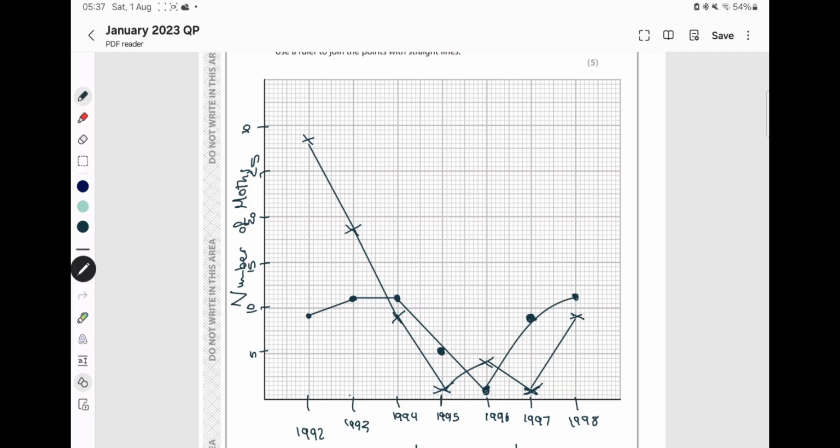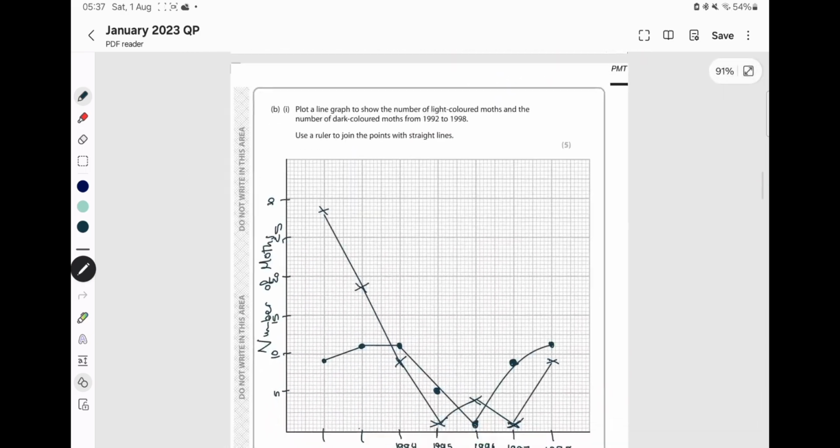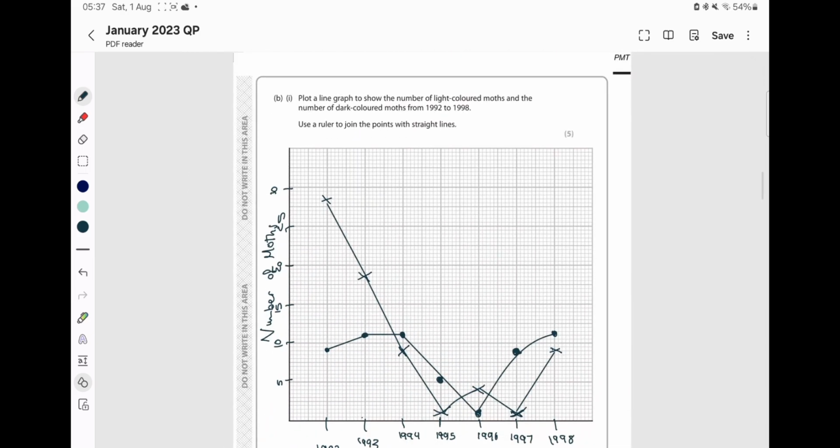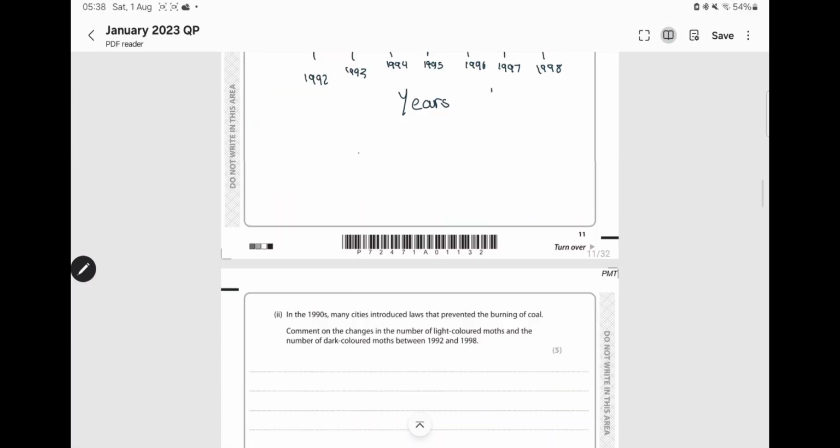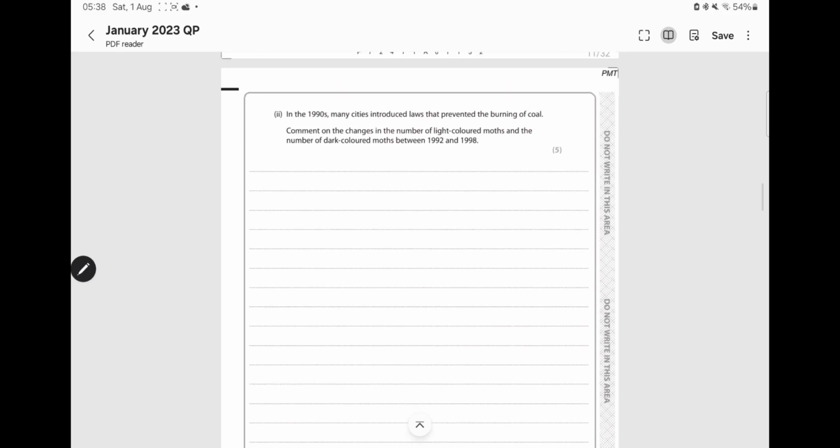Okay, and then once you have connected them, you can label them. So I'm gonna go ahead and label them. I'm gonna say this is light colored, and then this is dark colored. Okay, this is how you plot a graph. So let's move on.